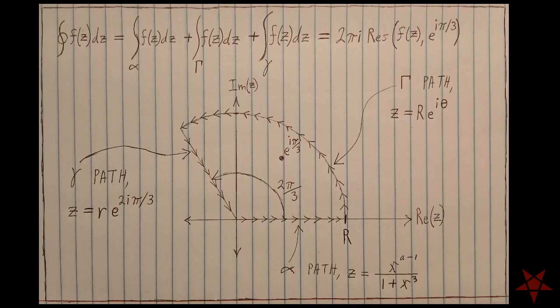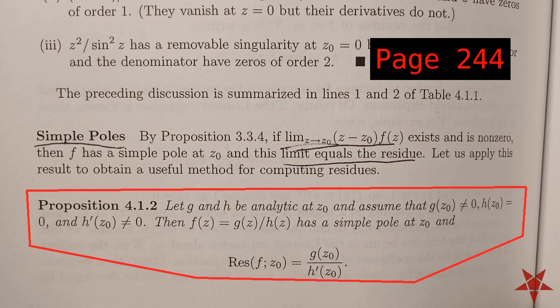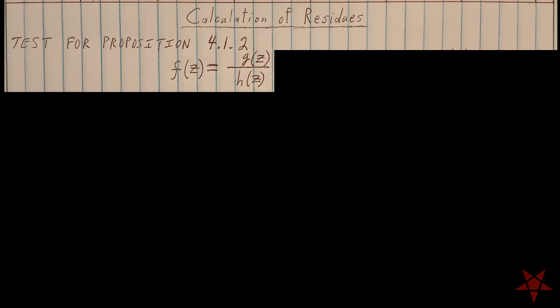But before we get to the fun that is evaluating the 3 contours that form our oversized slice of pi, we need to calculate the residue of e^(iπ/3). Fans of the channel should be familiar with Proposition 4.12 on page 244 of Marsden and Hoffman. Before I dive in headfirst with calculation of a residue, I prefer to rigorously check to see that I'm using the proper methodology. Prop 4.12 has us separate the complex function f of z into functions g and h, representing the numerator and denominator respectively.